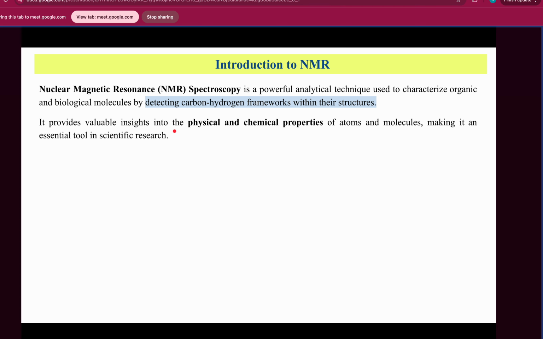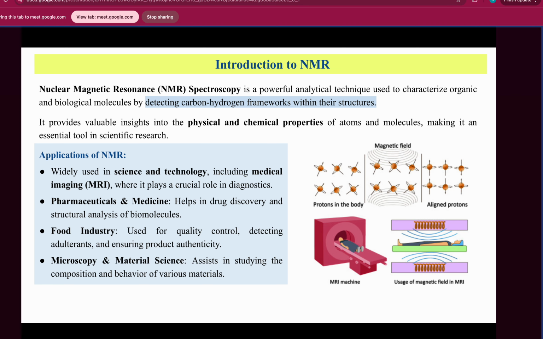It provides valuable insights into the physical and chemical properties of atoms and molecules, due to which it is an essential tool. That's why it is used in research. There are a few applications of NMR in science and technology. For example, in hospitals, it is used for MRI, which plays a crucial role in diagnostics. This is the representation of MRI. Then in pharmaceuticals and medicines also, NMR is used for designing drugs and structural analysis of biomolecules. It is also used in the food industry for quality control.